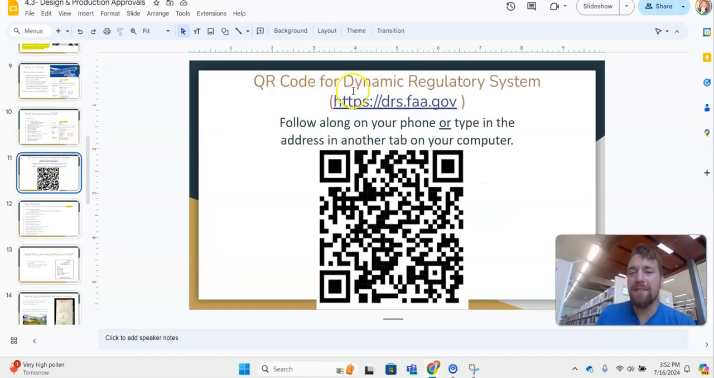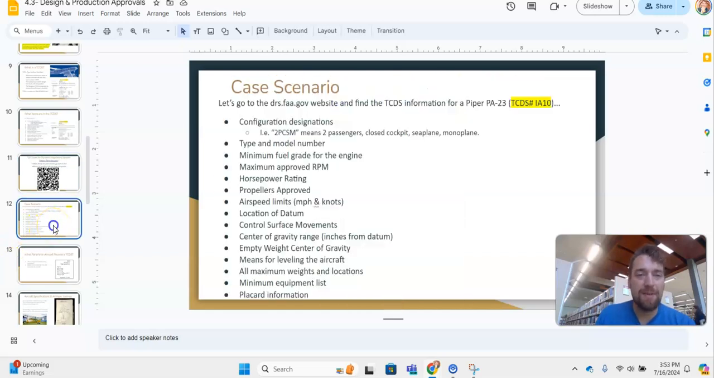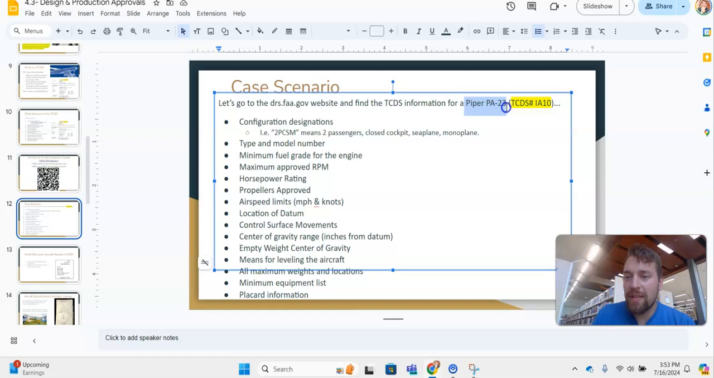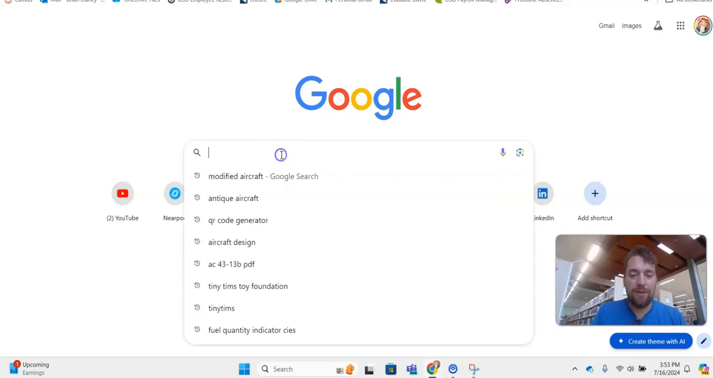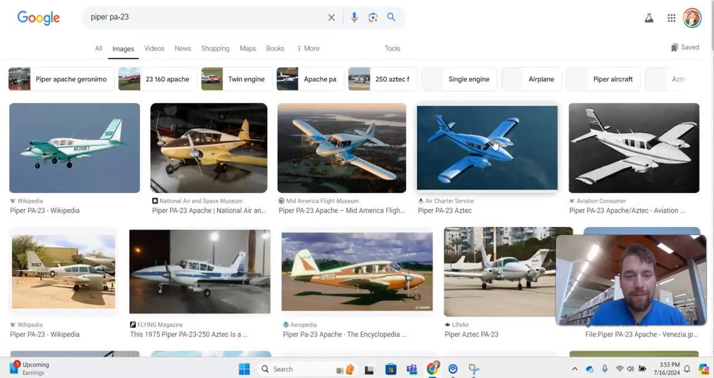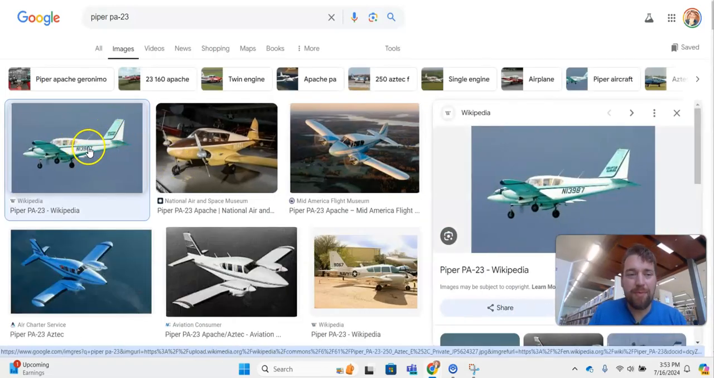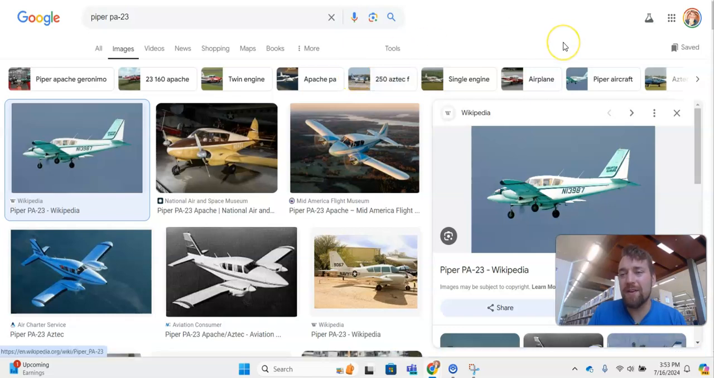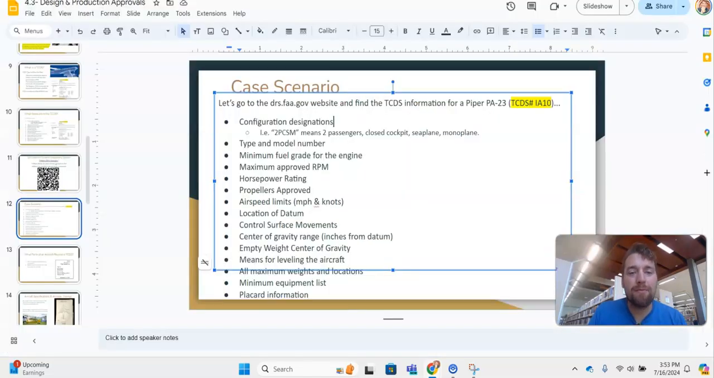So now let's go ahead to drs.faa.gov, and I want to show you an example of what one of these TCDS documents looks like. We're going to be looking for the TCDS of a Piper PA-23. For those of you who want to get a visual on what that looks like, this is an example of a Piper PA-23. It's an old school 1950s aircraft, but they still have a number of them that are still in use, so this could be one that you end up working on, especially if you're in general aviation.